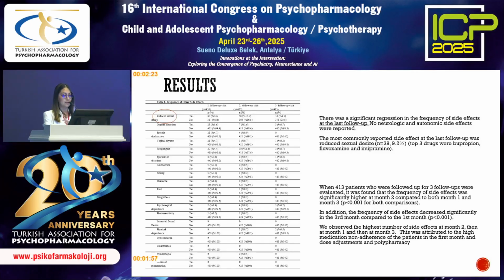The most commonly reported side effect at the last follow-up was reduced sexual desire. So we have talked about 450 patients, and we closed up the study with 413 patients because there were some side effects, and patients had to switch the medications. We had to actually get them out of the list because we needed to do the follow-ups.